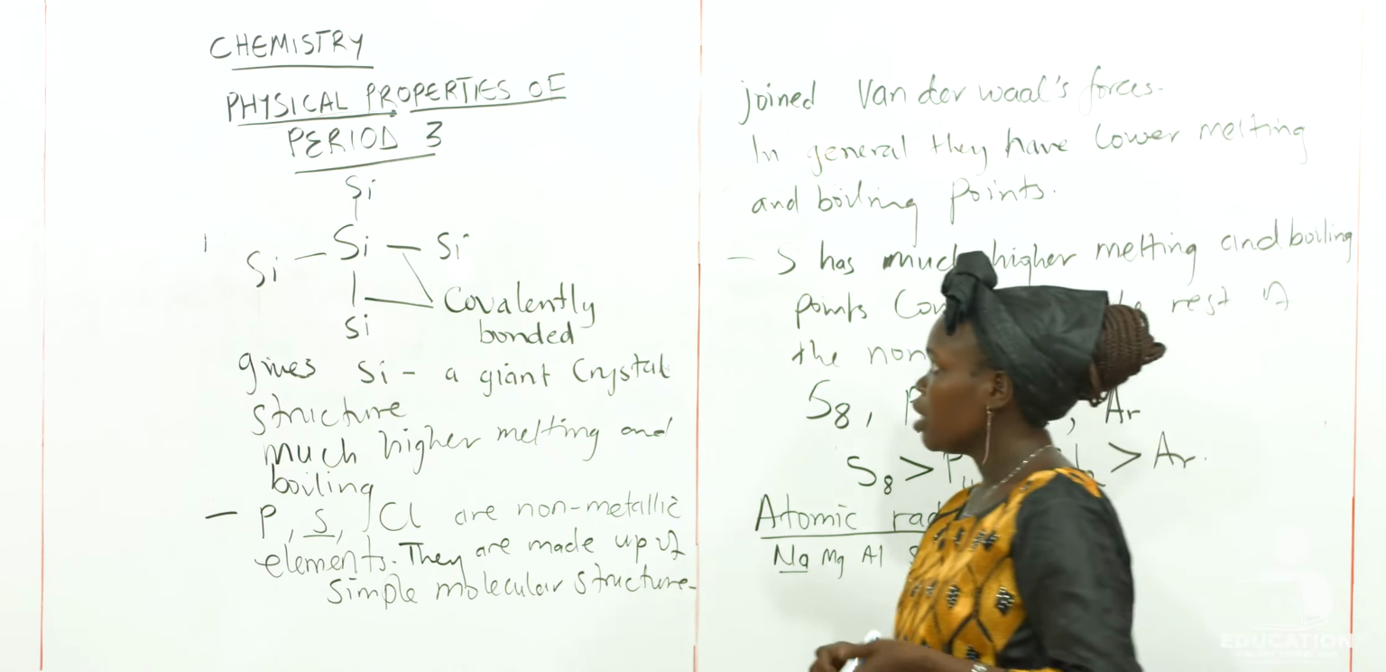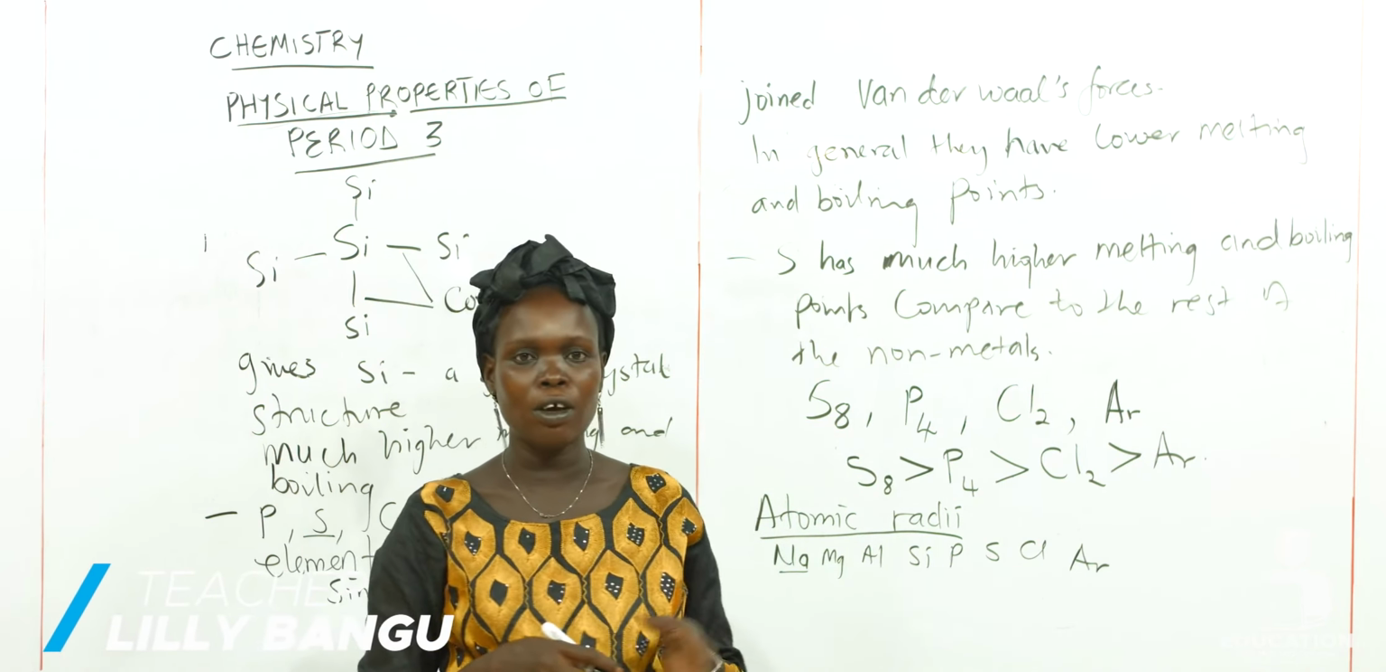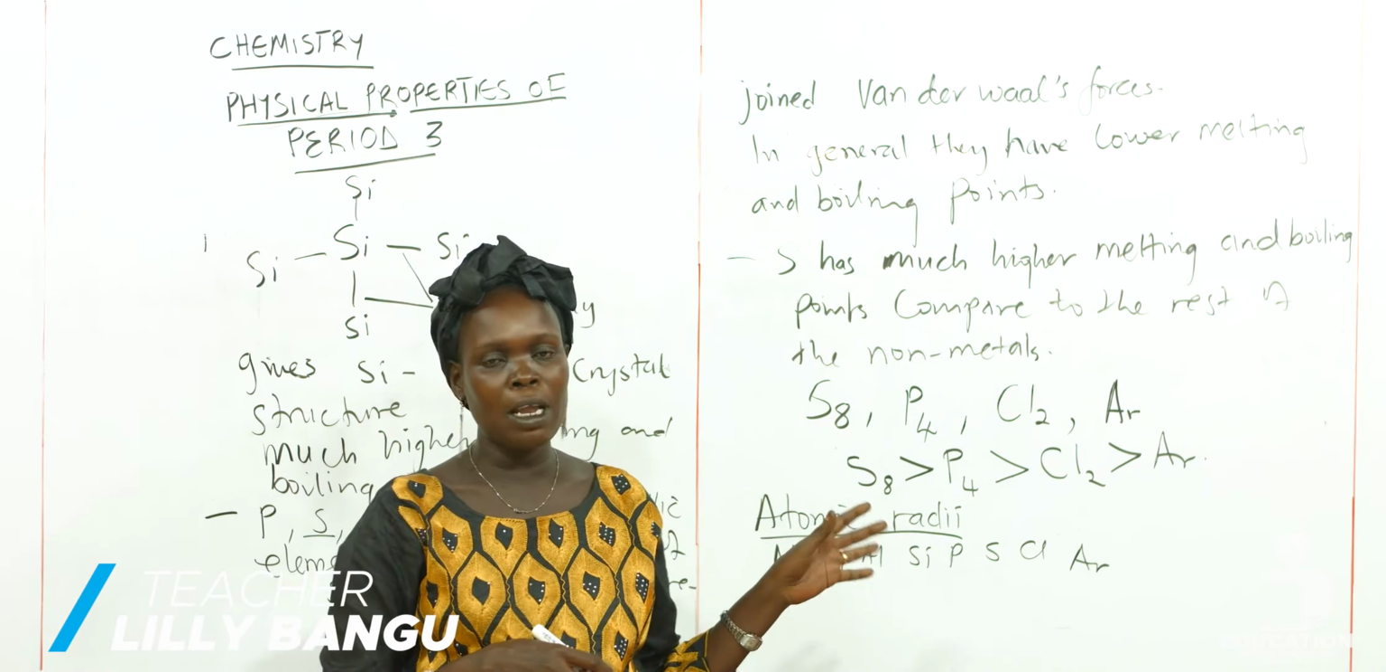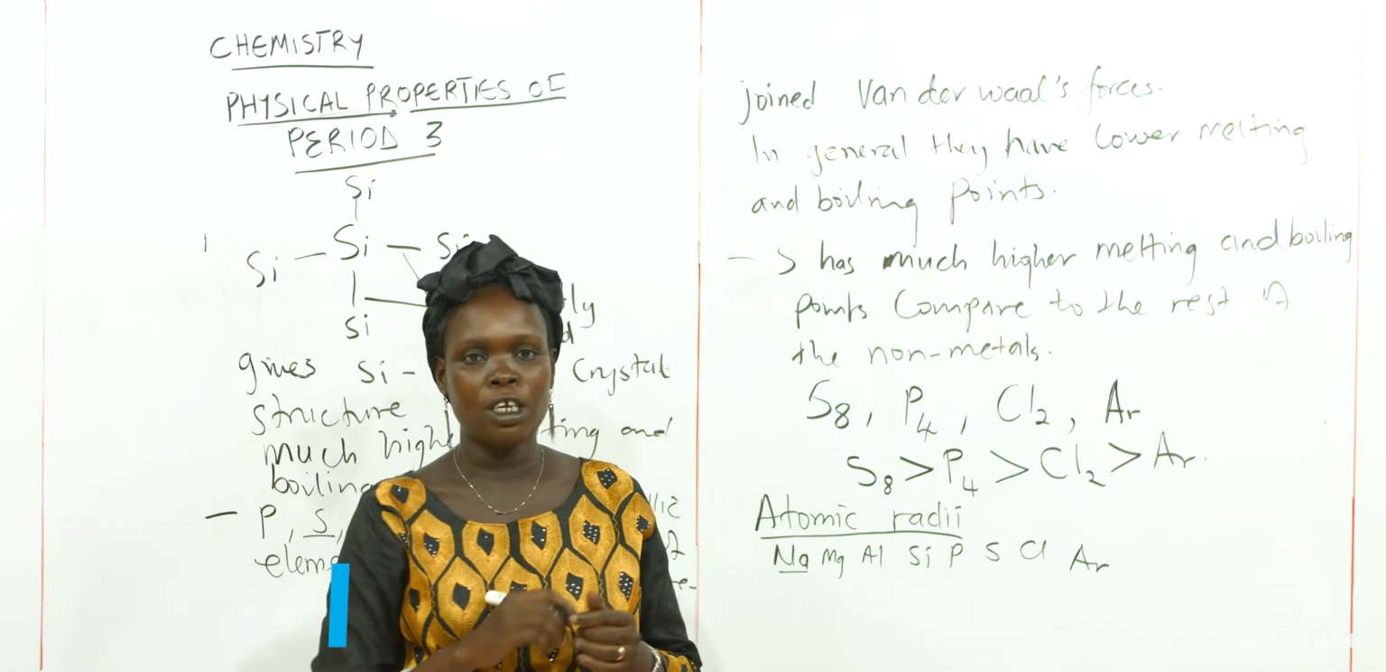So learners, with this you now know how to distinguish the radius of sodium to argon as we move from left to right of the periodic table.